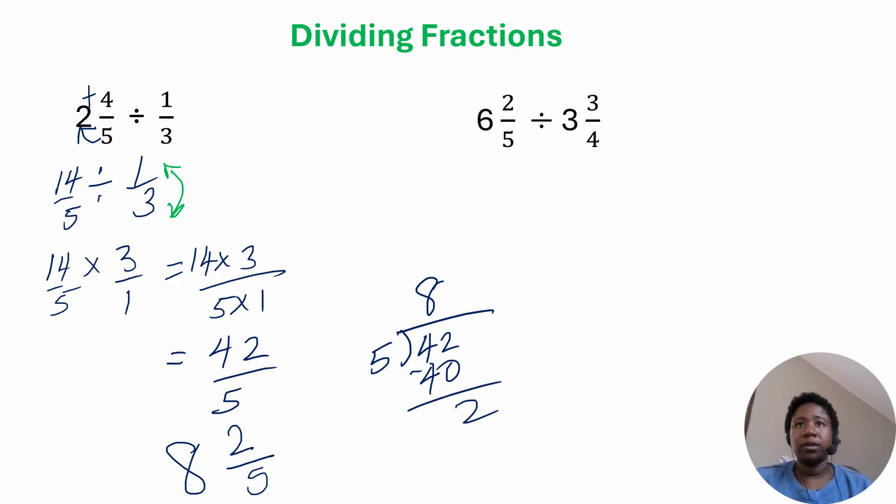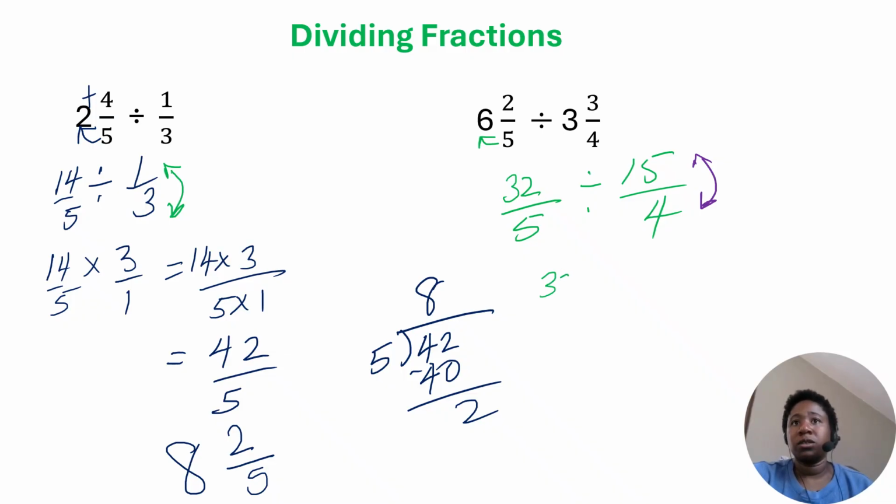All right, the second example. Again, we want to convert our mixed numbers to improper fractions. 6 times 5 is 30. 30 plus 2 is 32 over 5. 3 times 4 is 12. 12 plus 3 is 15. 15 over 4. Ideally, I want to multiply, so I'm going to take the reciprocal of 15 over 4. And that gives us 32 over 5 times 4 over 15.